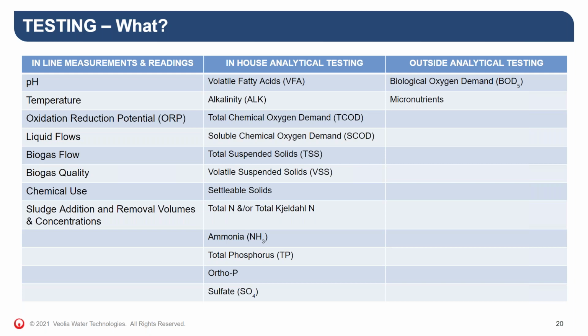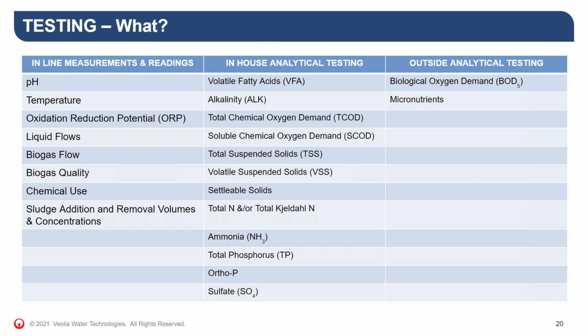I'm seeing us use ORP a lot more now, just mainly because those quaternary ammonias and PAA are being used so often. It's the only way we know whether they're coming down, so that's another inline measurement. The liquid flows, the biogas flows, the biogas quality, and chemical use. We can also keep track of the sludge addition and removal volumes.